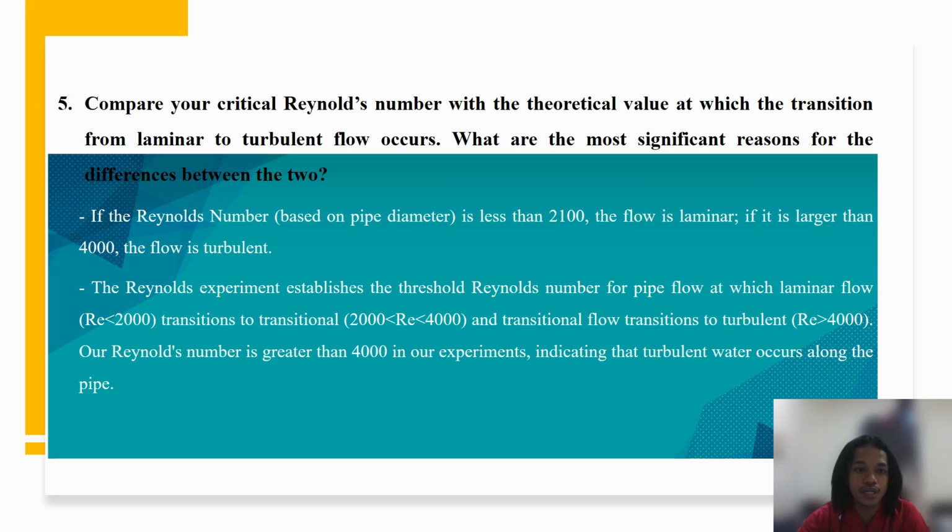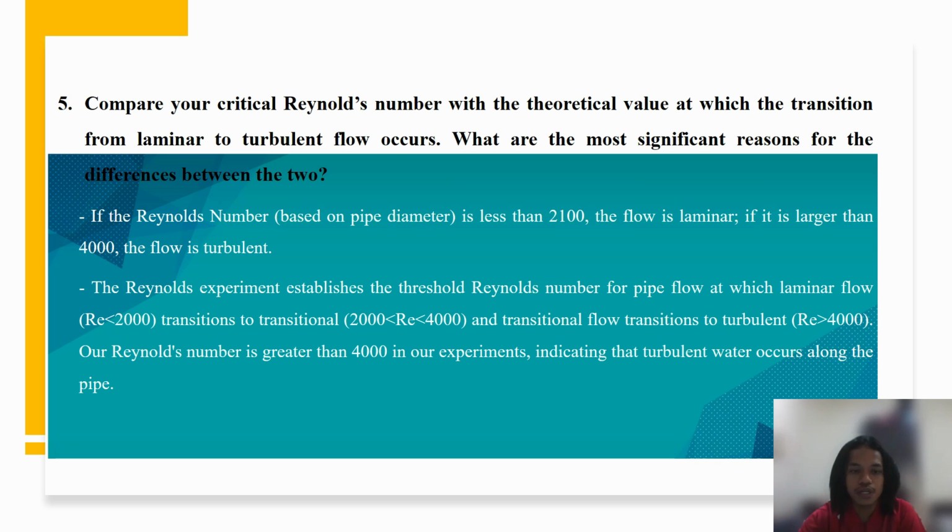This is question number 5. Question number 5 is: compare your critical Reynolds number with the theoretical value at which the transition from laminar to turbulent flow occurs. What are the most significant reasons for the difference between the two? If the Reynolds number based on pipe diameter is less than 2100, the flow is called laminar. If it is more than 4000, the flow is called turbulent.